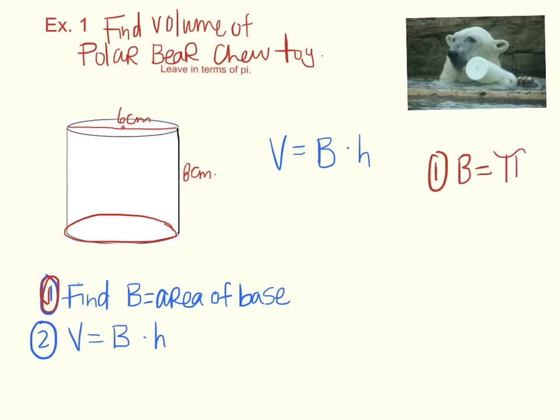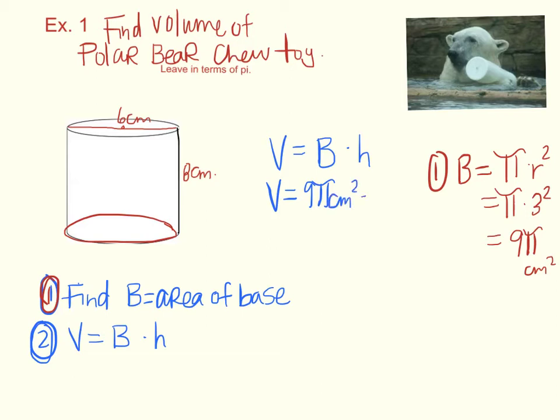The area of a circle is pi times radius squared. Now in this case, the radius isn't 6, it's half of this amount, so it must be 3. That means since they asked me to leave it in terms of pi, it's 9 pi centimeters squared. Now my last part is to just plug this into the volume formula. So the volume is the area of the base, 9 pi centimeters squared, times the height, which is 8 centimeters.